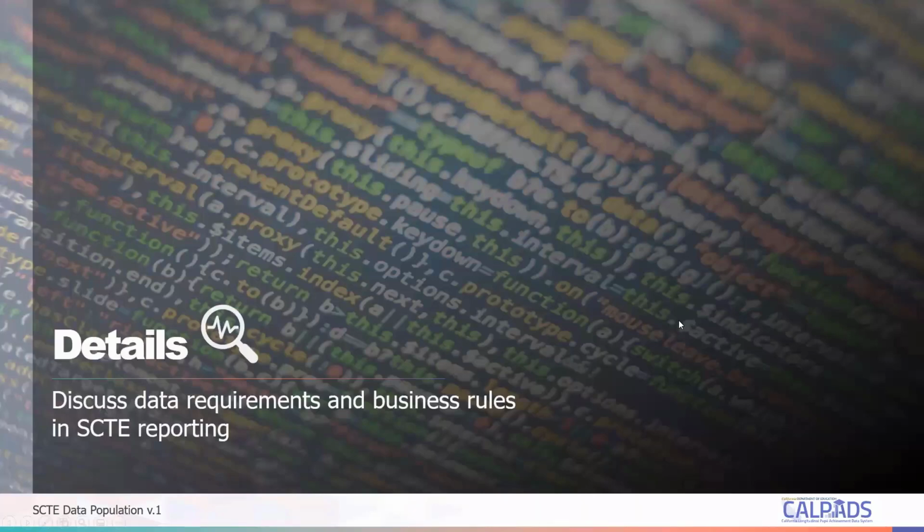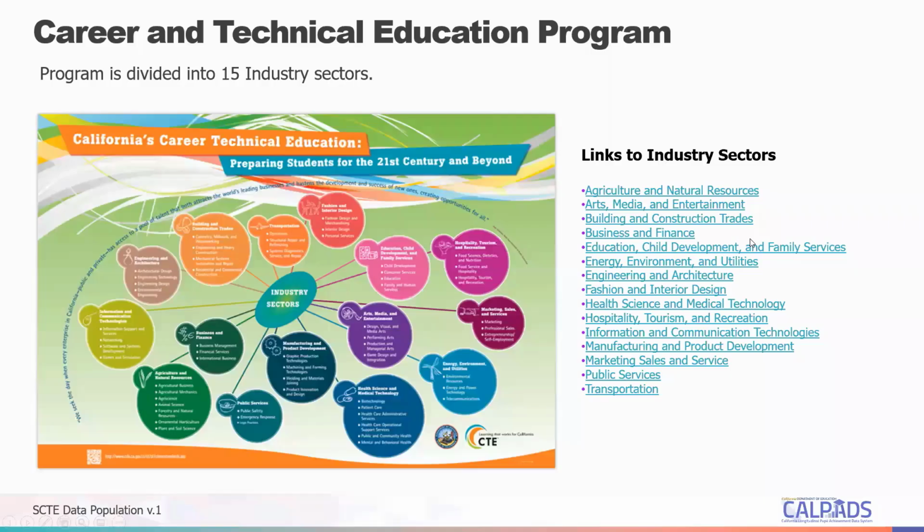Let's now discuss the data requirements and business rules you need to be aware of with regards to CTE reporting. The Career and Technical Education program is the practice of teaching specific career skills to students in middle school, high school, and post-secondary institutions. In California, the program is broken into 15 different industry sectors. And within those industry sectors, it's further broken down into pathways.